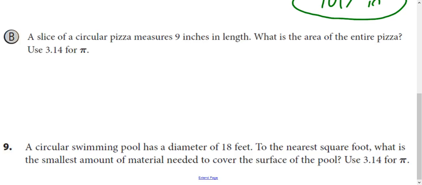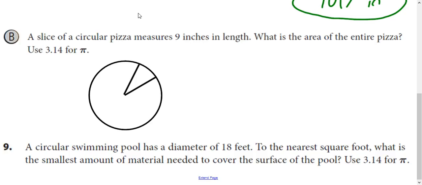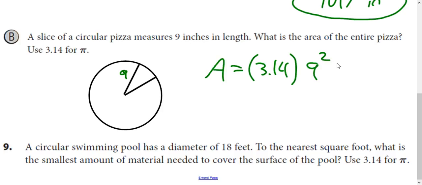A slice of circular pizza measures 9 inches in length. So when you take a slice of pizza, it says that it measures 9 inches in length. So that's like the radius. What's the area of the entire pizza? Area equals pi, 3.14, times the radius squared, 9 squared. So that's 81 times 3.14. It's 254.34. That was inches, and it's area, so we square.